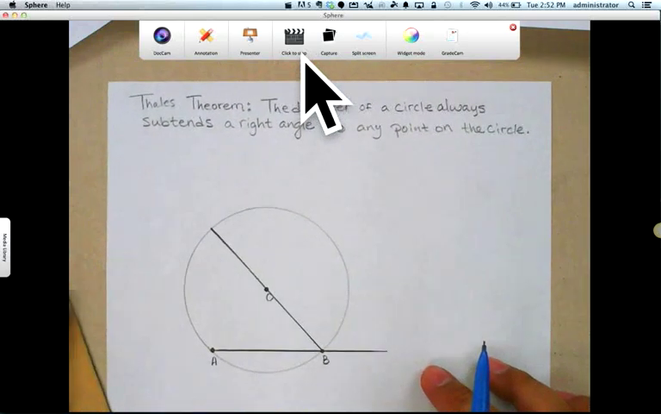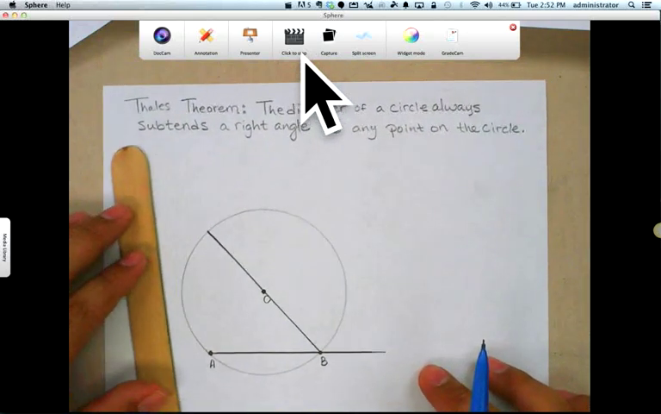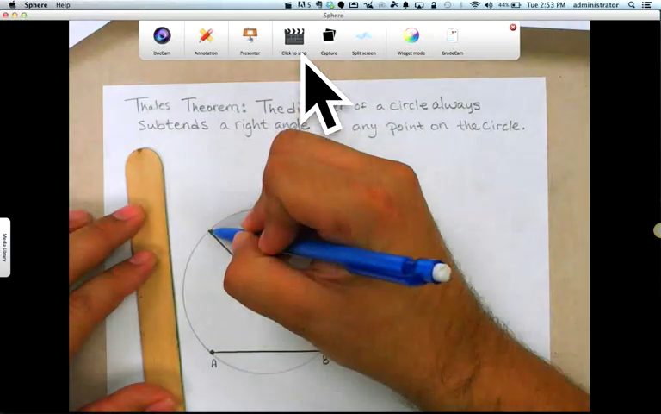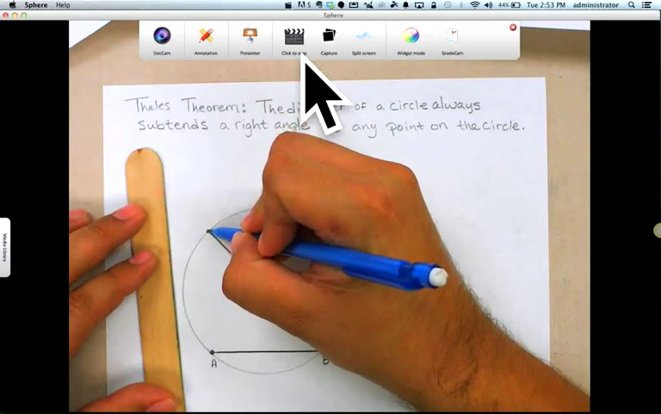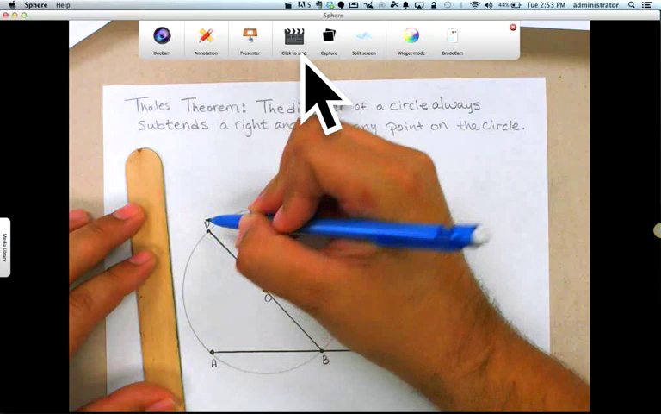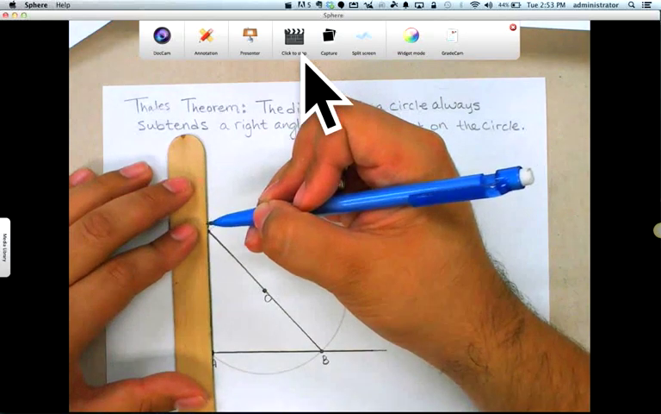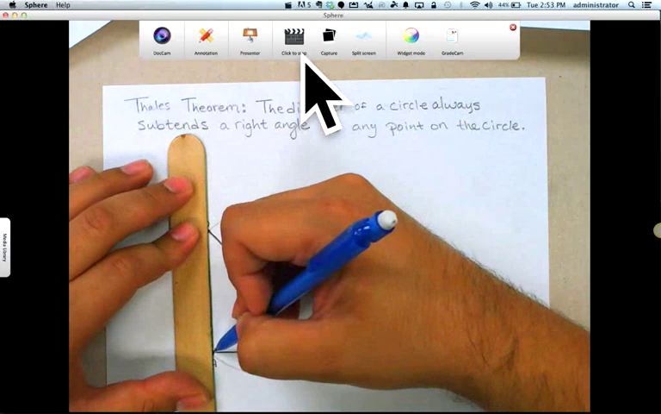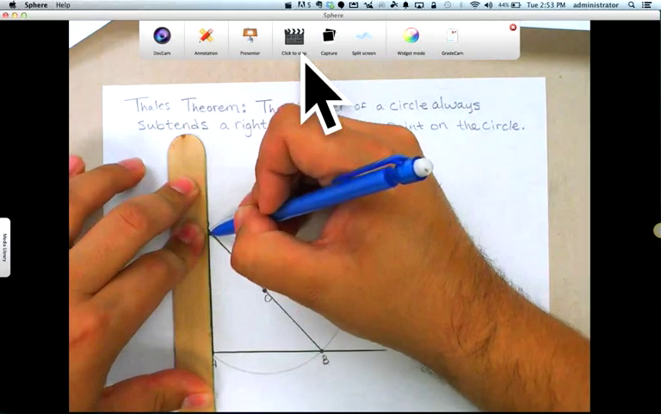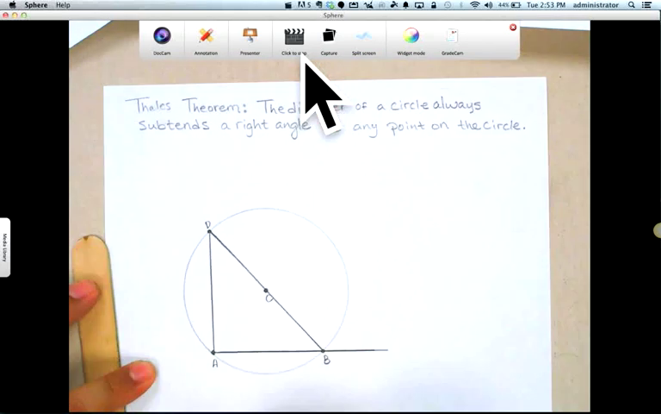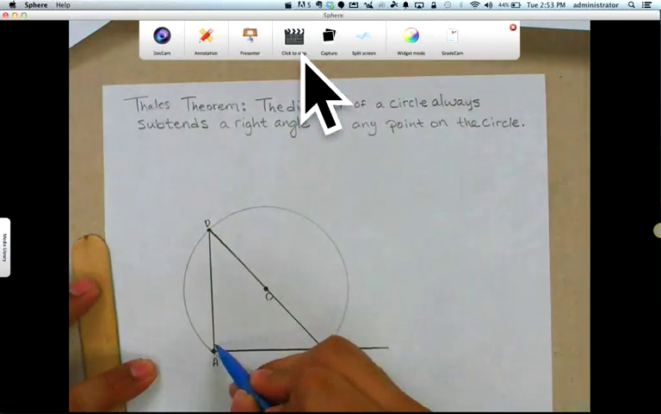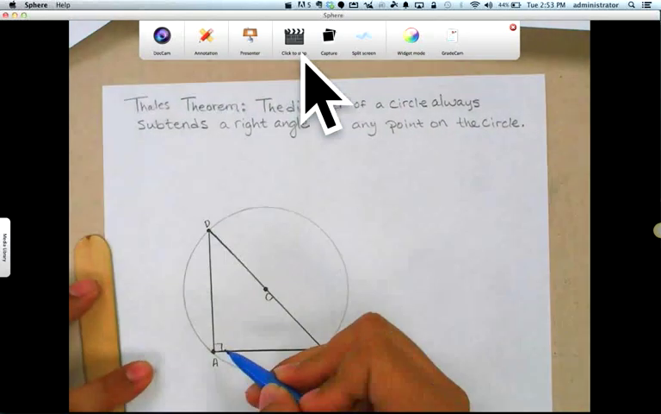Okay. And then the next thing to do, you've got this point right here. We can call this point D. But now all we have left to do is connect points A and D here. And there we have it, a right triangle. This is a right angle by the Thales theorem.